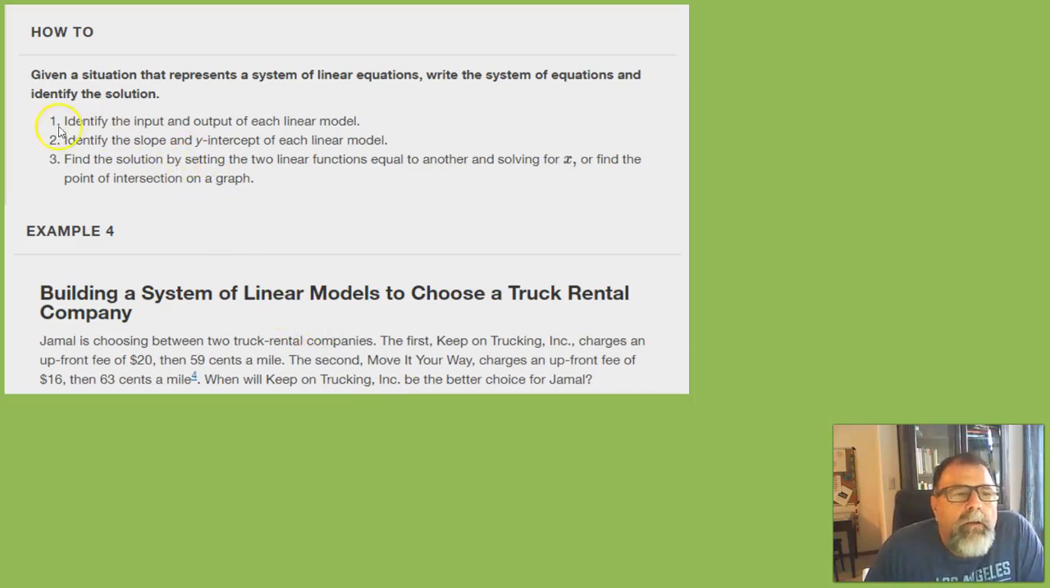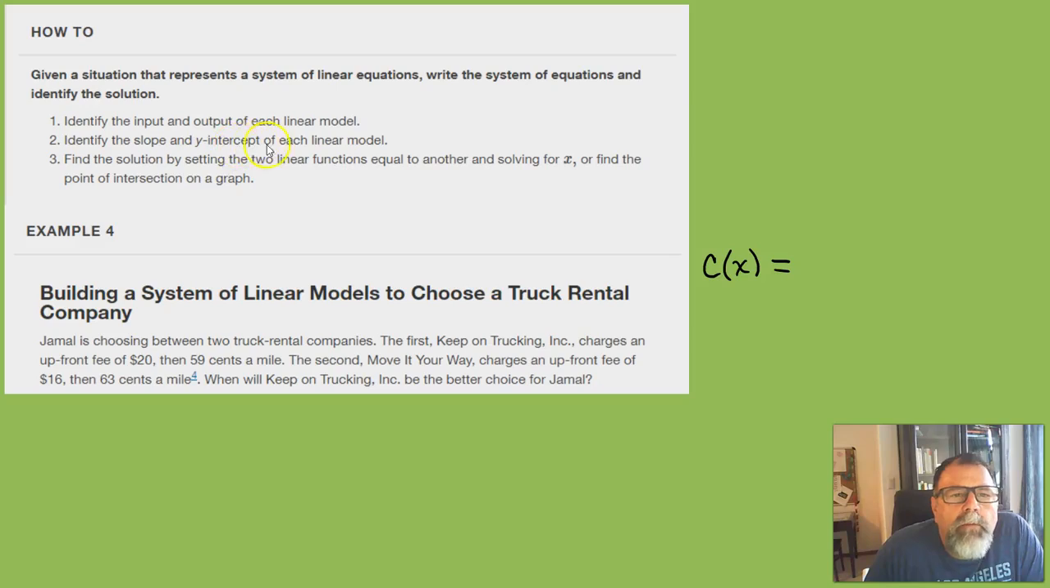Okay, so our situation here has 2 different linear models, one for each company. So our first step is going to identify the input and output of each linear model. So we want to figure out the total cost would be our output, and it's going to be cost per mile. So we want cost as a function of x, x being our number of miles we drive the truck, and C of x, that would be the output, which is the cost.